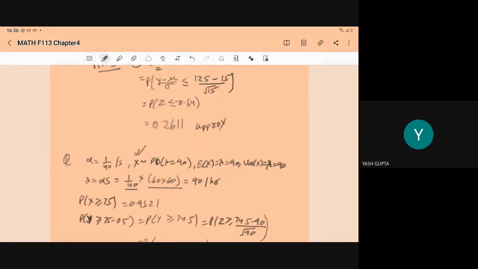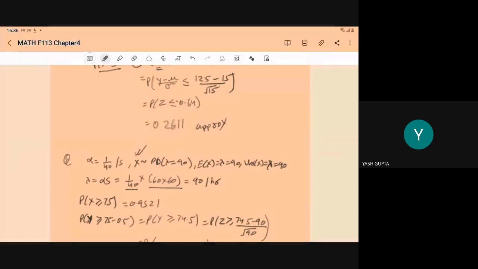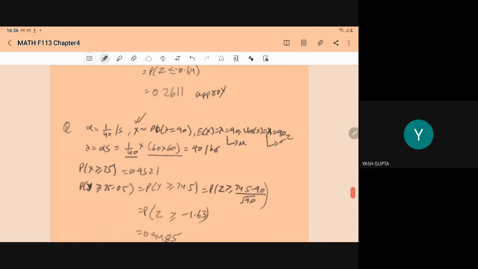For the Poisson variate, we know that the expectation of X is equal to lambda, which is 90, and the variance of X is equal to lambda, which is 90. Means it is mu, and it is sigma square. If you see from the calculator, probability of X greater than or equal to 75, they want at least 75 flights, its value will be 0.9521.